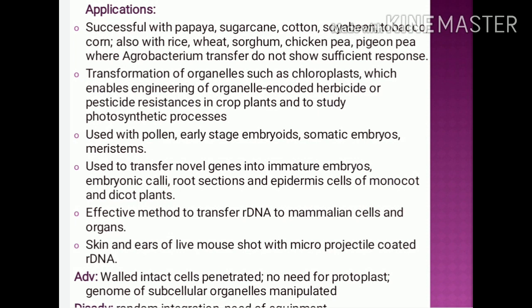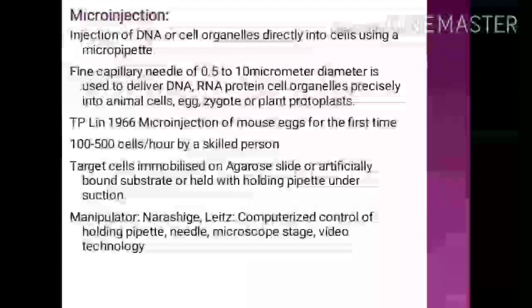It is used to transfer novel genes into immature embryos, embryonic calli, root sections and epidermis cells of monocot and dicot plants. This is an effective method to transfer recombinant DNA to mammalian cells and organs. Skins and ears of live mouse could be shot with microprojectile coated recombinant DNA.